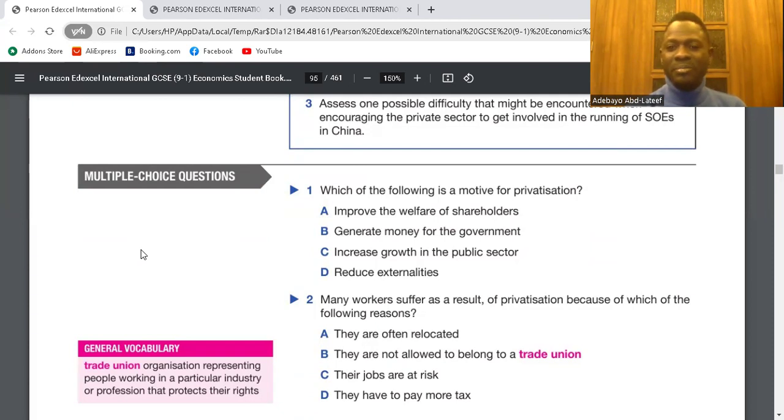If it's not A, it can't be C. It can't be B. Why? Because for privatization, why would you want to be making money for your own company? How would this benefit the government? They said which of the following is a motive for privatization. But why do we have privatization?